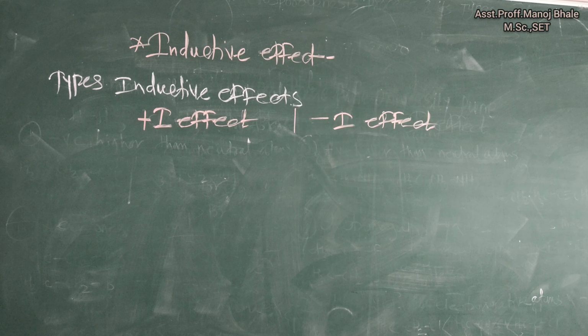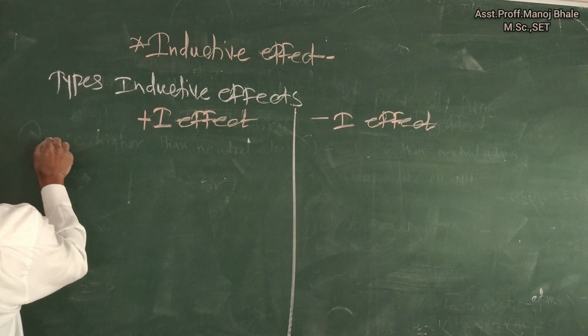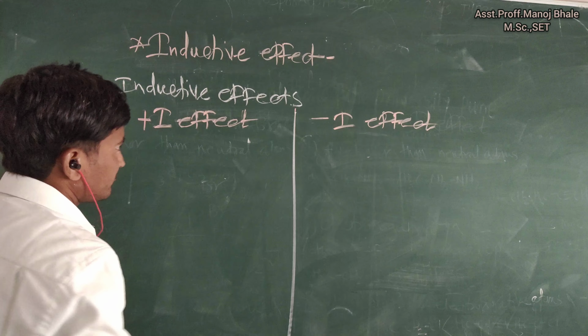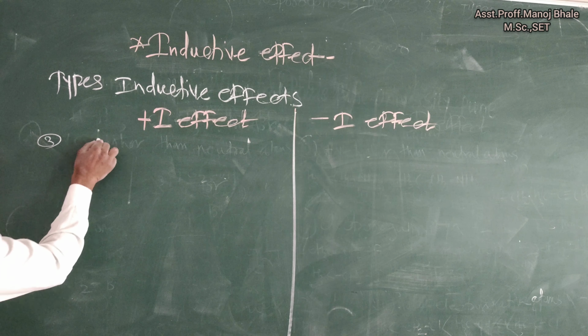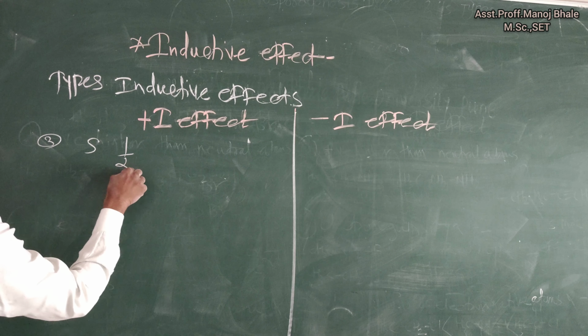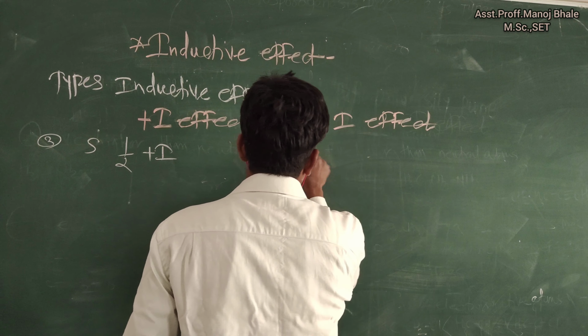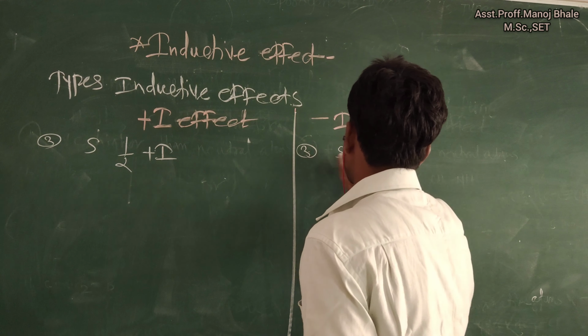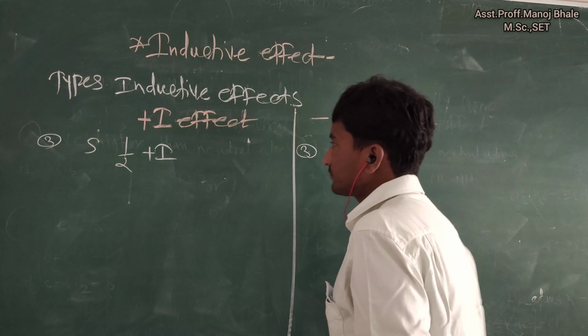Now there is a next difference, that is the third difference. So let's check the third difference, which is about the S character. The S character has an inverse relation with the plus I effect, and in this case the S character is directly proportional to the minus I effect.